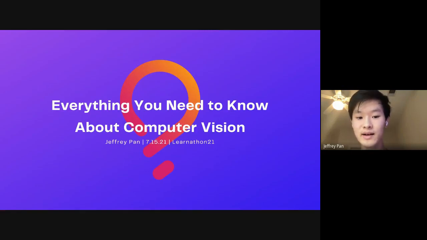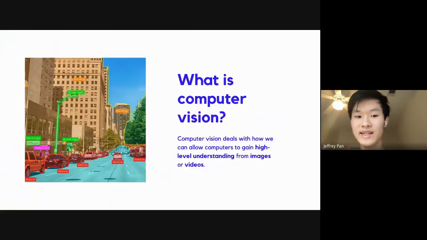So let's start with the basics first, and that's what is computer vision. Essentially, computer vision is the field that deals with how we can allow computers to gain high-level understanding from images or videos. What high-level understanding means ranges. For instance, this photo is an example of what's called semantic segmentation. This is when you take an image and, for every single pixel on it, you identify what that belongs to. So all the pixels colored in orange are considered to be part of a building. In the red, those are vehicles.